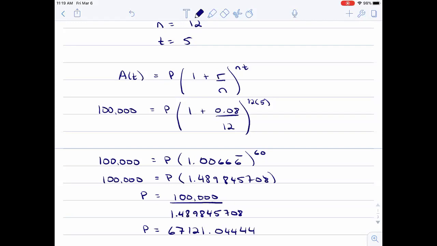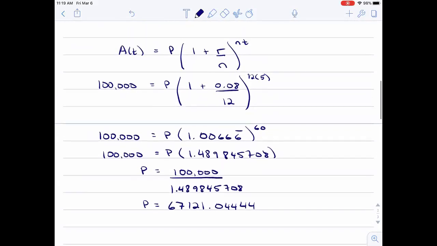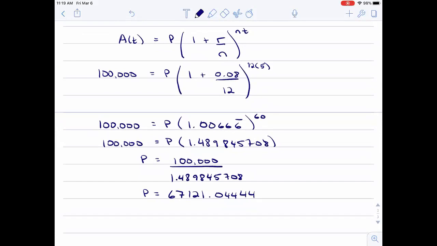No? Because I got a different value over there. 1.489 is the same. Yeah. But after that, I got a different value. And did you keep 0.08 divided by 12? I just start calculating after that.